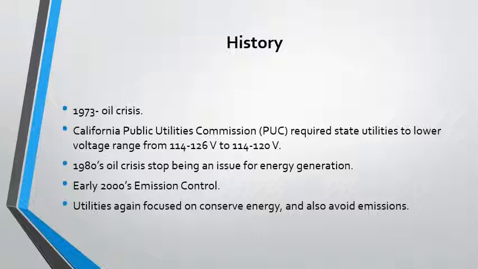As the energy crisis stopped being an issue for energy generation in the 80s, utilities used the concept of lowering the voltage less and less. Then in the early 2000s, emission control and global warming became a hot topic, and utilities once again started to focus on conserving energy and also avoiding emissions. With more than 20 years of technology improvements, the focus of minimizing energy consumption shifts to controlling not only voltage but also VAR levels in near real time with Volt-VAR optimization methods.